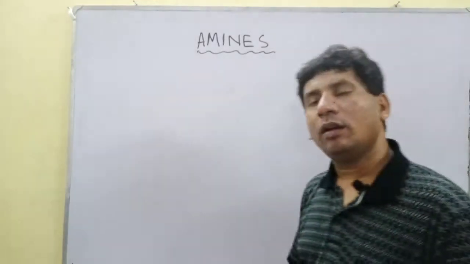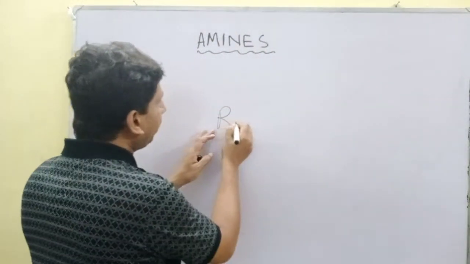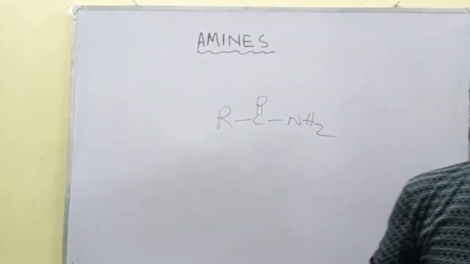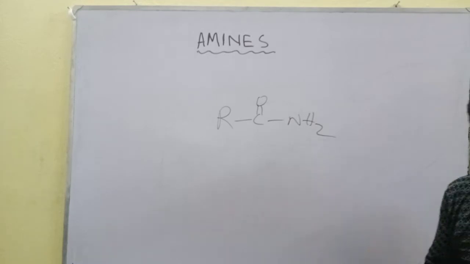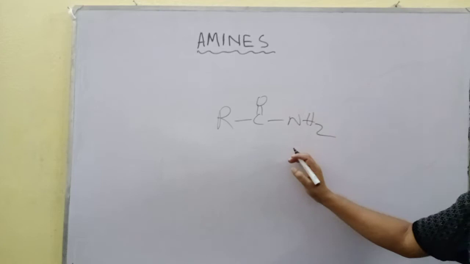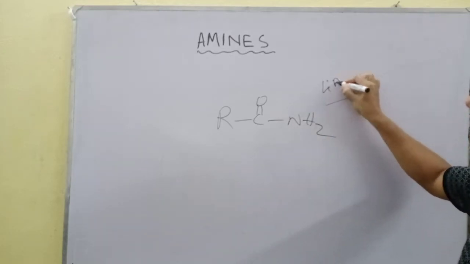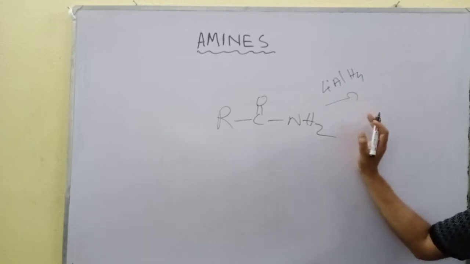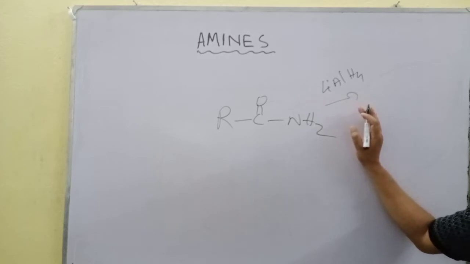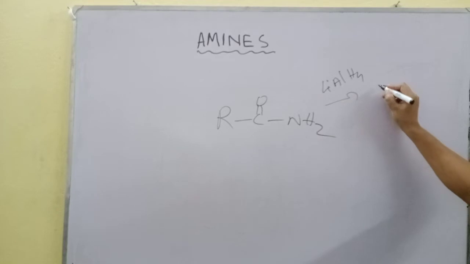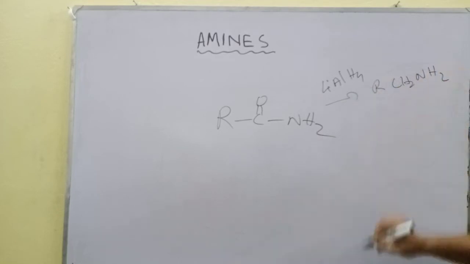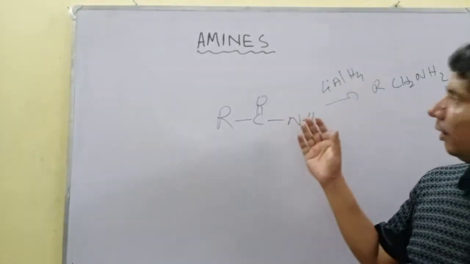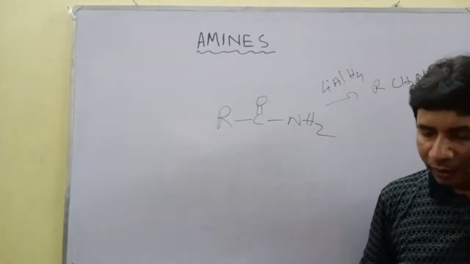Now reduction of amides. What is an amide? Amide is R C double bond O NH2. This is known as amide. So from the amide, how can we get amine? We can also get it by lithium aluminum hydride. We can reduce this type of compound by lithium aluminum hydride or sodium in alcohol, then we also get our CH2NH2, no problem. So this is a very important process. From the amide we can get amine.